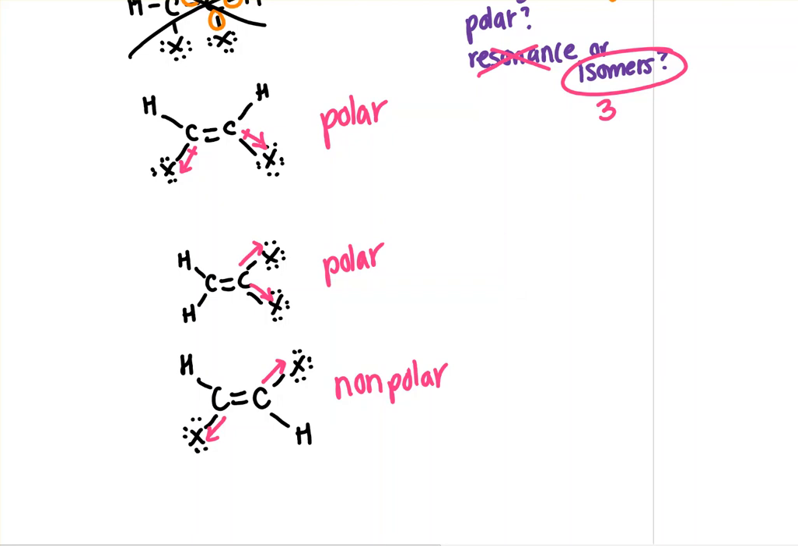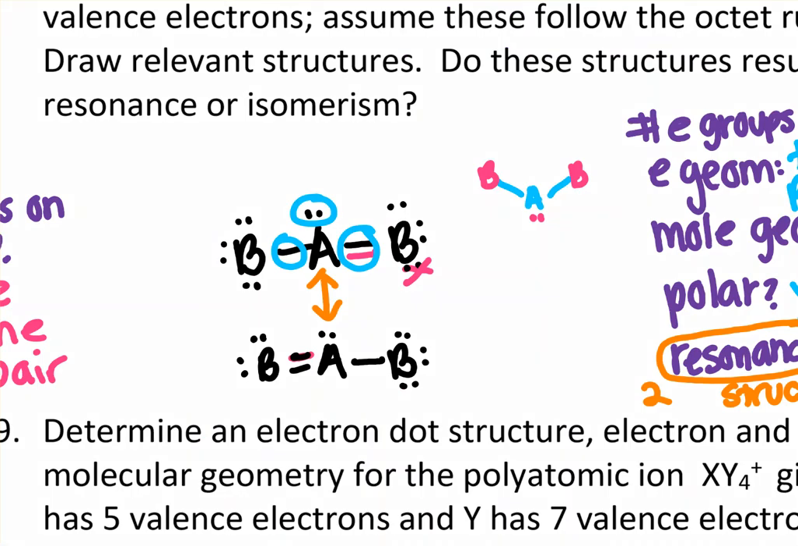Resonance structures involve what we call delocalized electrons. Delocalized electrons were where we were saying that the double bond can either be on one side or the other. Those 2 electrons are shared by all 3. And that's it for our last experiment.